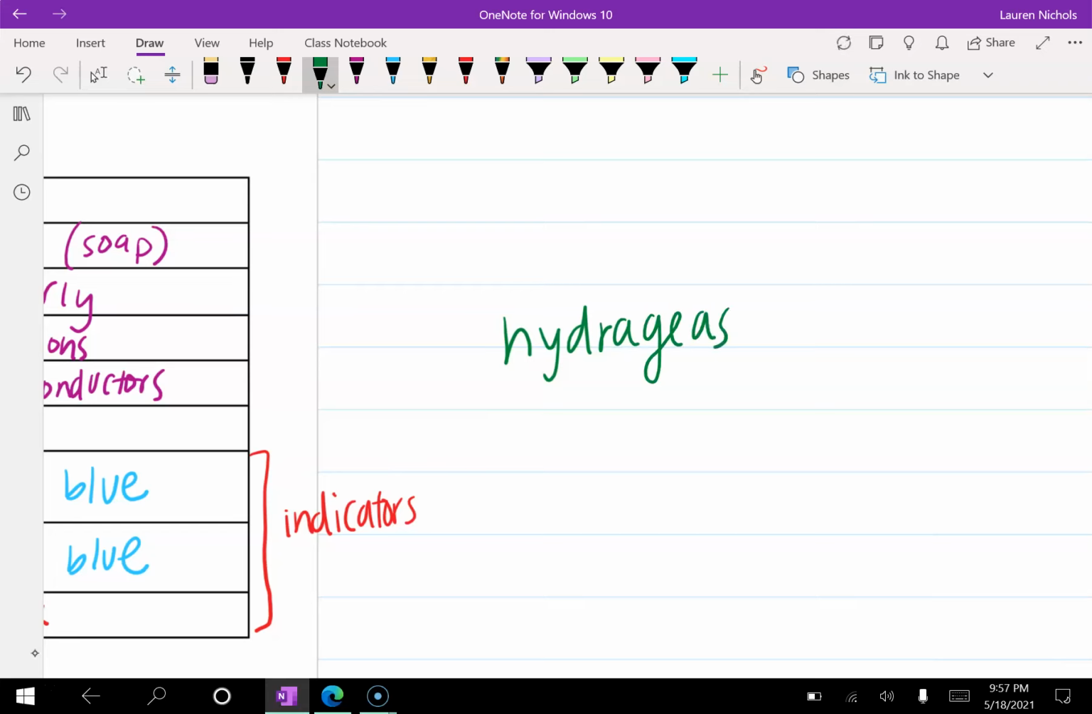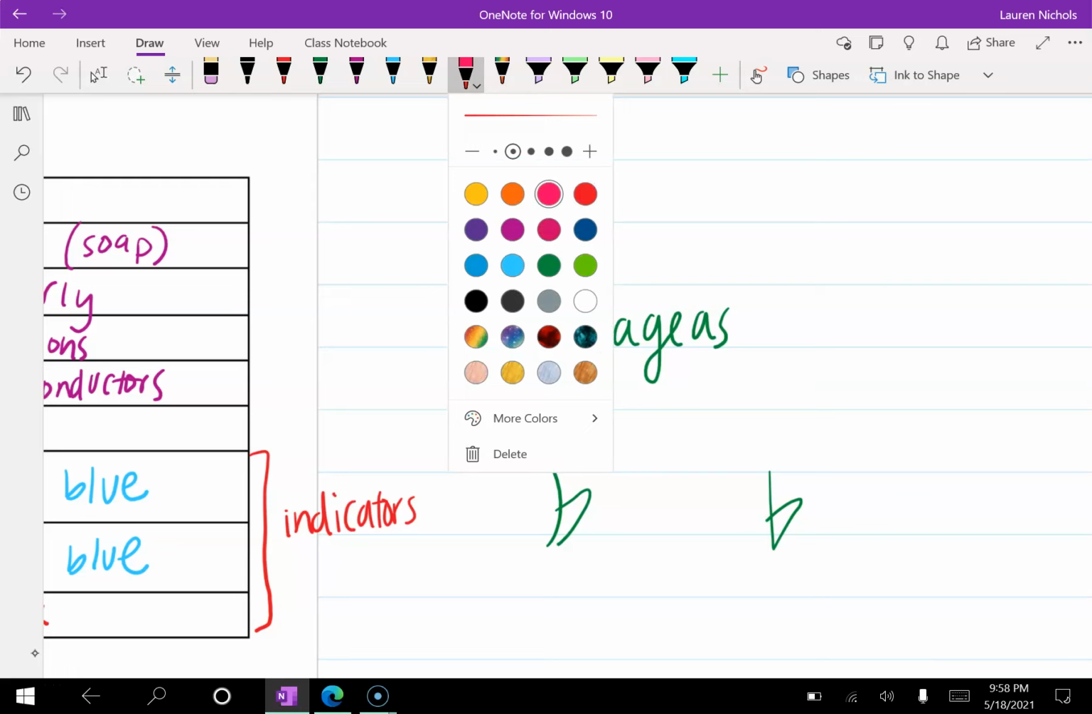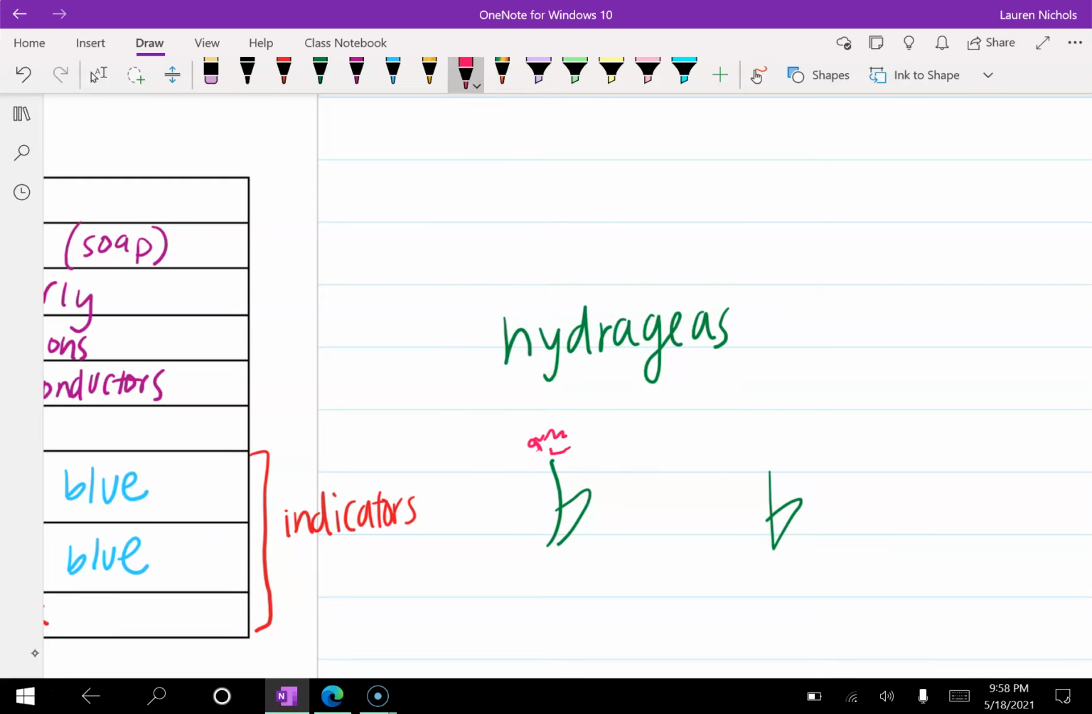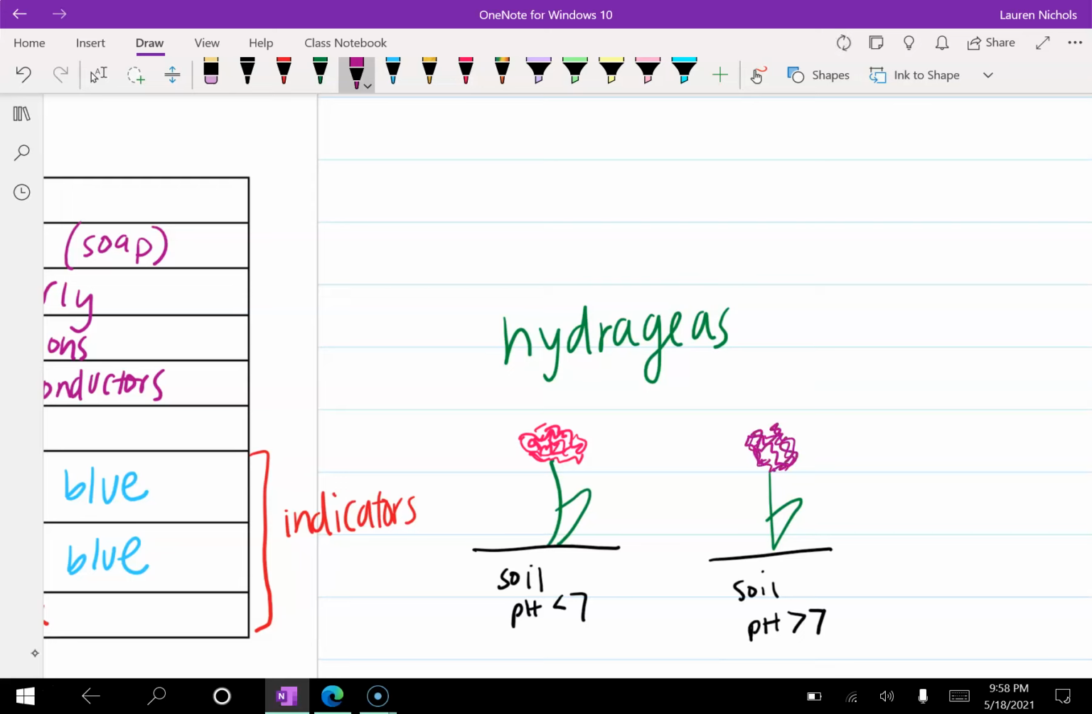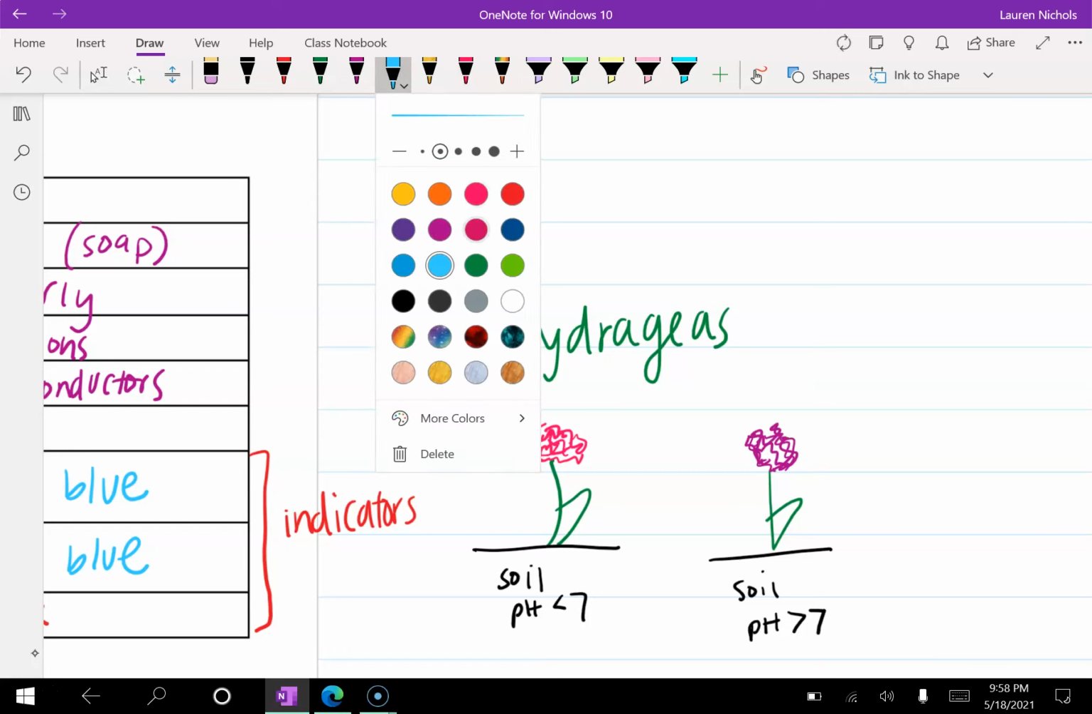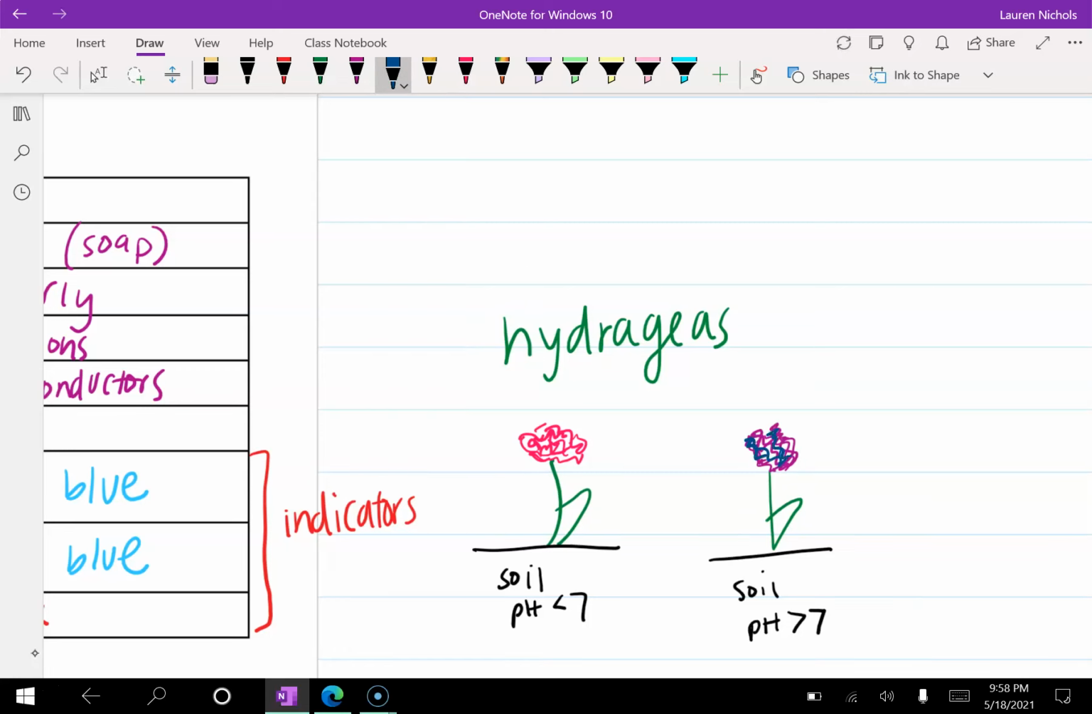So if you are familiar with hydrangeas, they come in all different colors, but here, I'll draw a fake picture of hydrangeas because this is not what they look like. But when hydrangeas are in soil that is acidic, then the flower part is pink. So if the soil has a pH less than 7, then it's pink. But if the soil has a pH that's higher than 7, then it turns kind of a purpley blue color. So it'll be purple mixed with a little bit of kind of a dark blue in there.